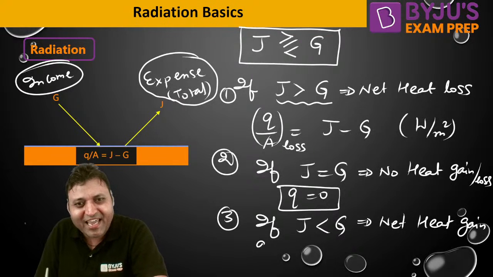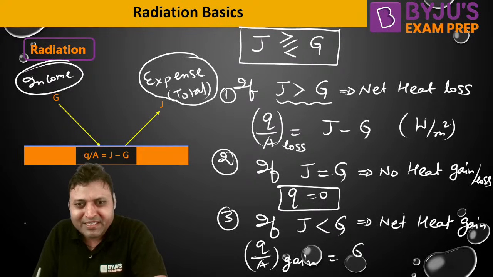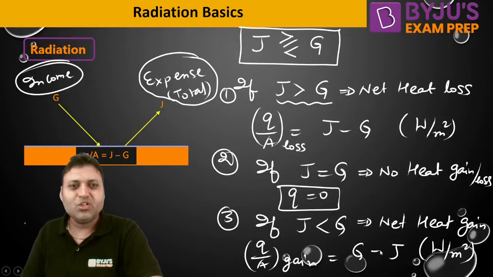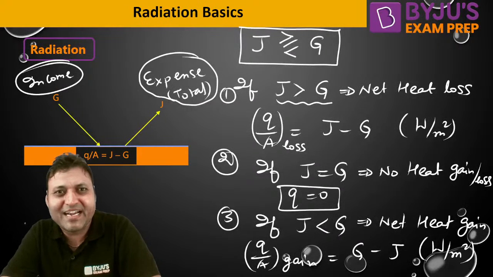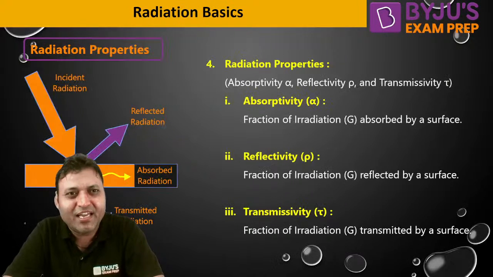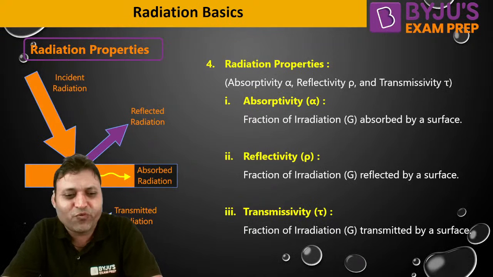What is the net heat gain? Q by A gain is equal to G minus J. Unit is watt per meter square. That is all about these three important parameters which are helpful in understanding the radiation.